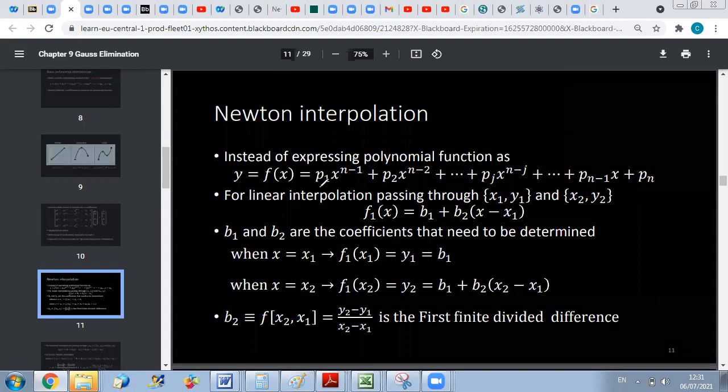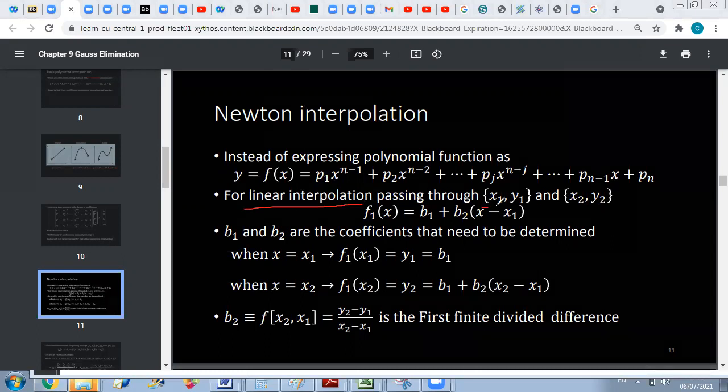For example, if you want to perform a linear interpolation, which should pass through (x1, y1) and (x2, y2), we will write the function in this way: f1(x) equals b1, a coefficient, plus a coefficient b2 times (x minus x1). When we write it in this form, what will be b1? If we set the condition that when x equals x1, f1(x1) equals y1, then we find that b1 will be equal to y1.